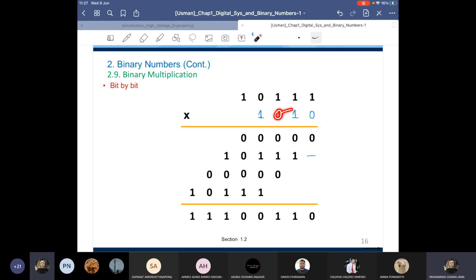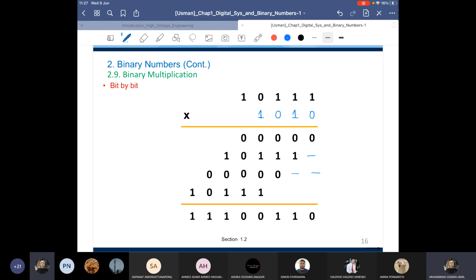Next we have a 0. So again 0 multiplied by this, this one and this one. So this is all zeros. Now again for this one, no need to write anything. This is empty.